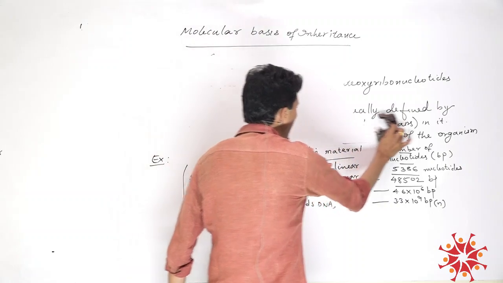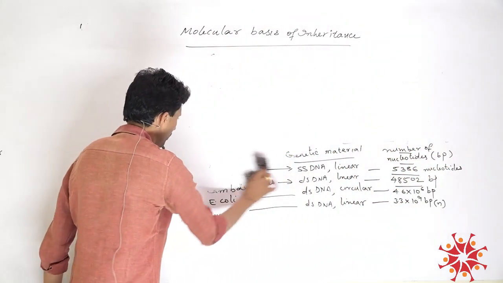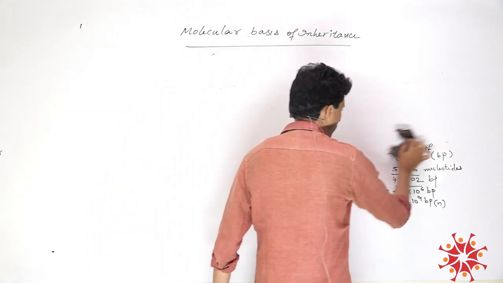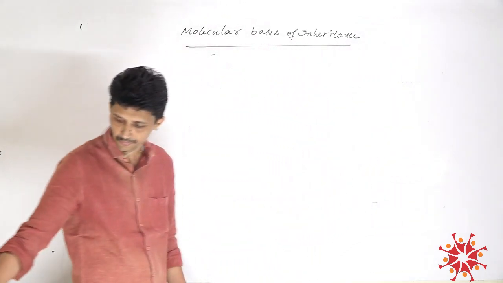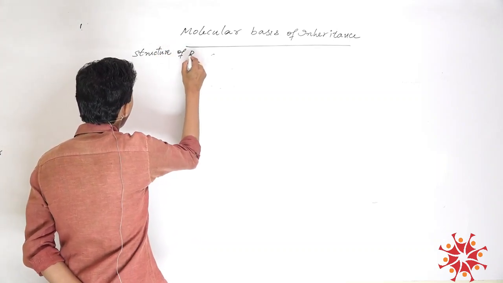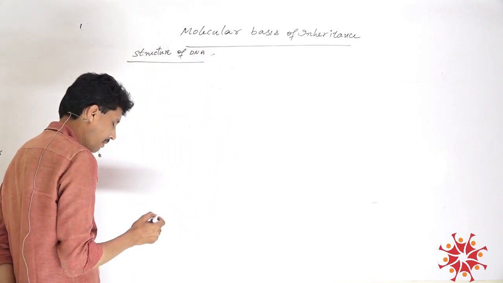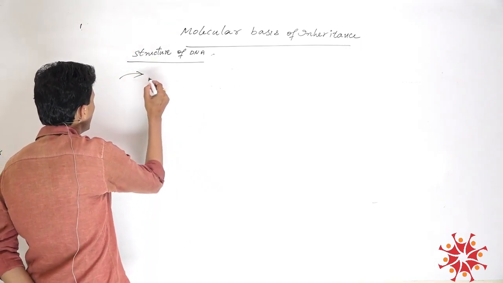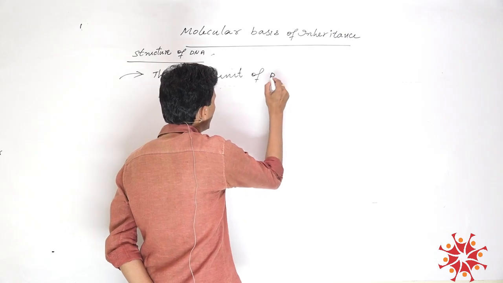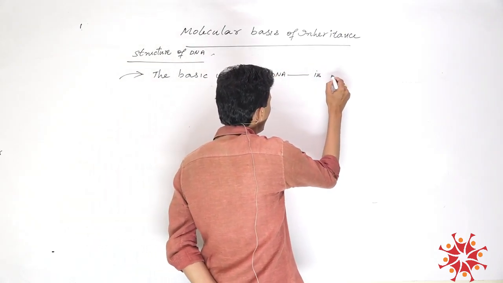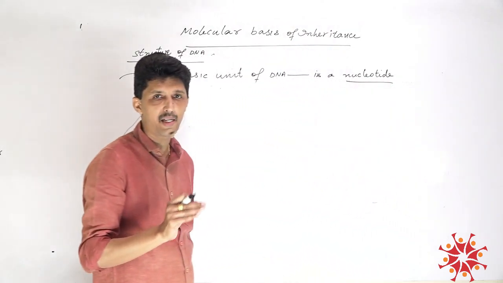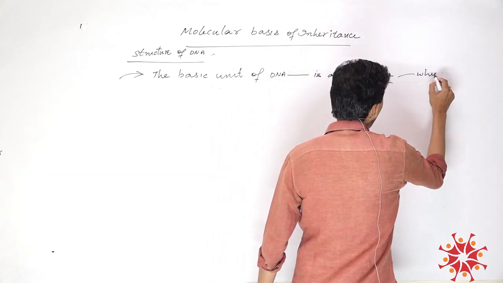Now if you see the chemical structure of DNA, or else the chemical structure of deoxyribonucleotide, if you see the structure of DNA polynucleotide, you will find that the basic unit of DNA is a nucleotide, right? The basic unit in DNA is a nucleotide.